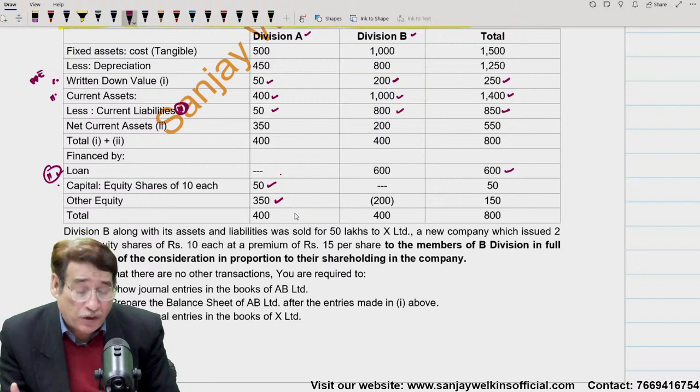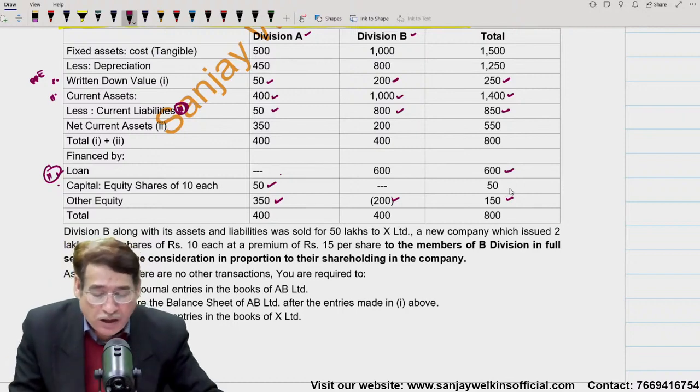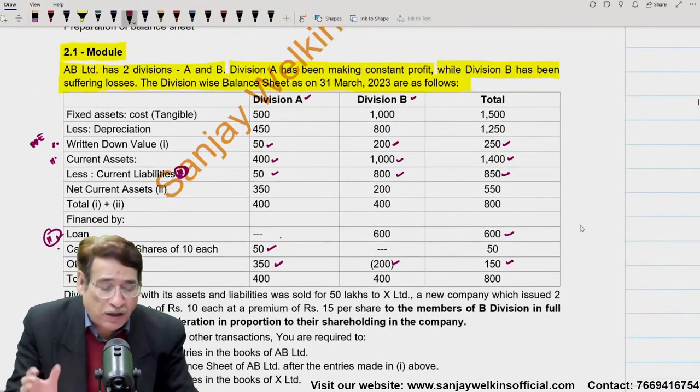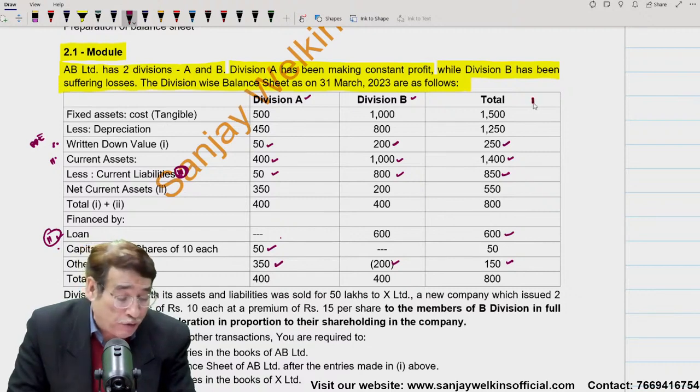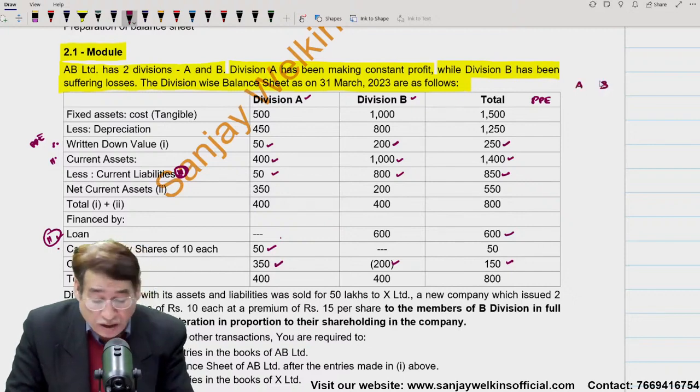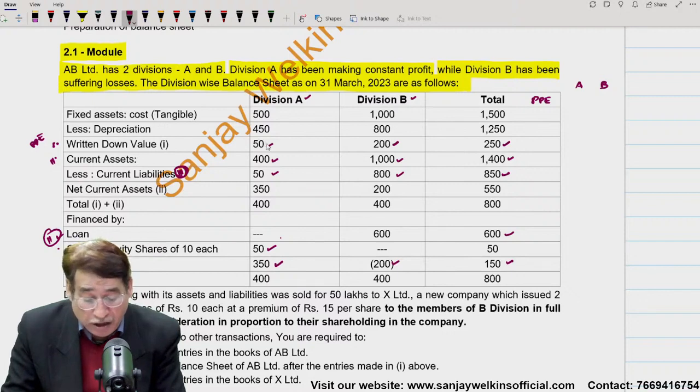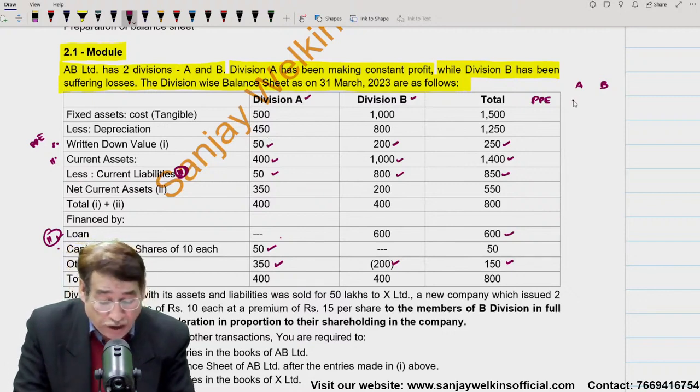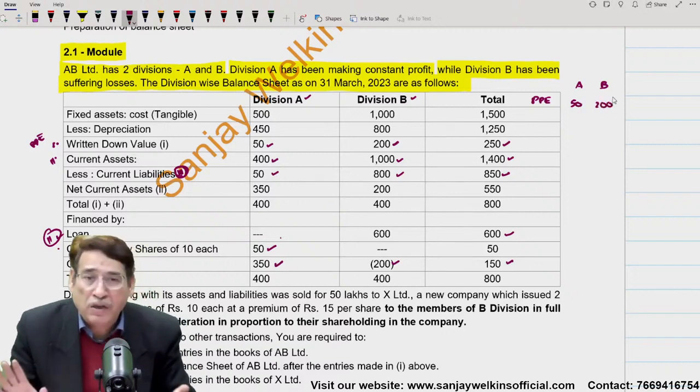As far as items of other equity are concerned, division A is having positive other equity, say retained earnings, and the other is having negative. So net amount is 150 given in the outer question. When you have gone through the question, you have to shorten it in this sense. For example, you came across that property, plant and equipment at written down value is 50. You mark it out somewhere in your rough in this manner, and 200. Is it clear to you?